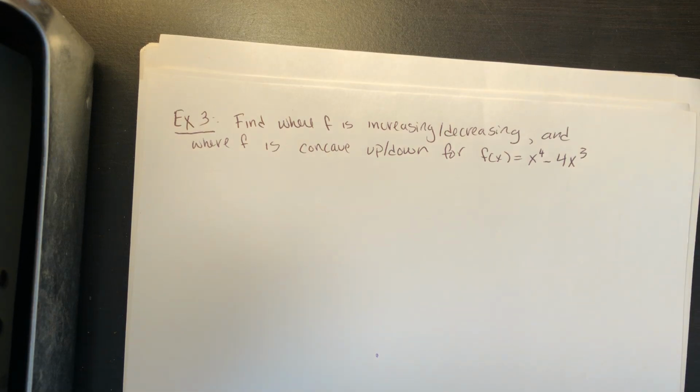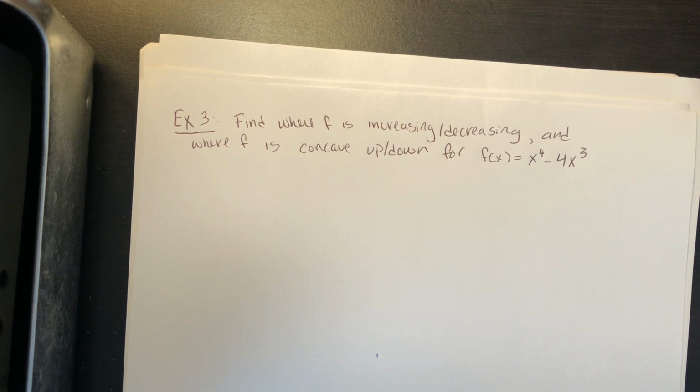Alright, in this video we're going to finish up our section on the shape of a graph by looking at a couple of examples of trying to use first and second derivatives to tell us where a function is increasing and decreasing and where it is concave up and concave down. So let's look at the function f of x is equal to x to the fourth minus 4x cubed.